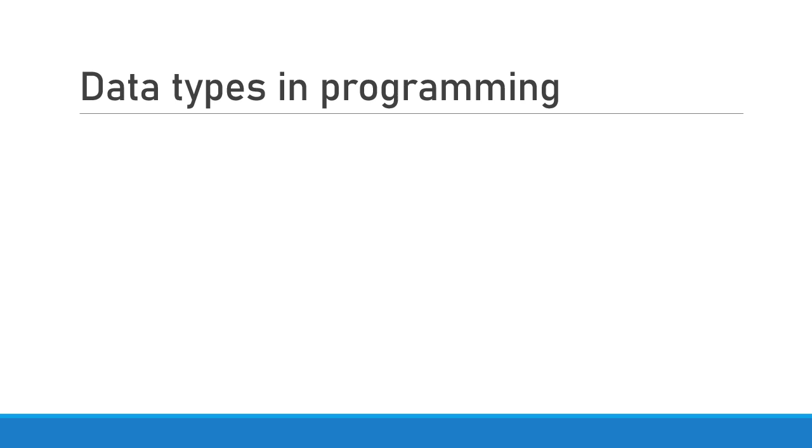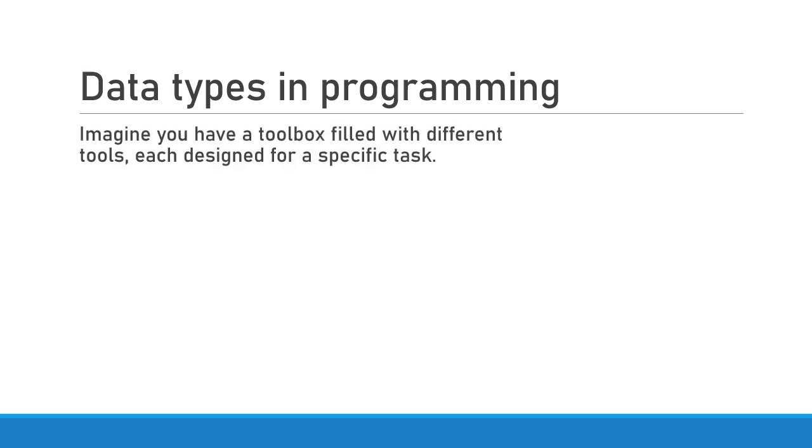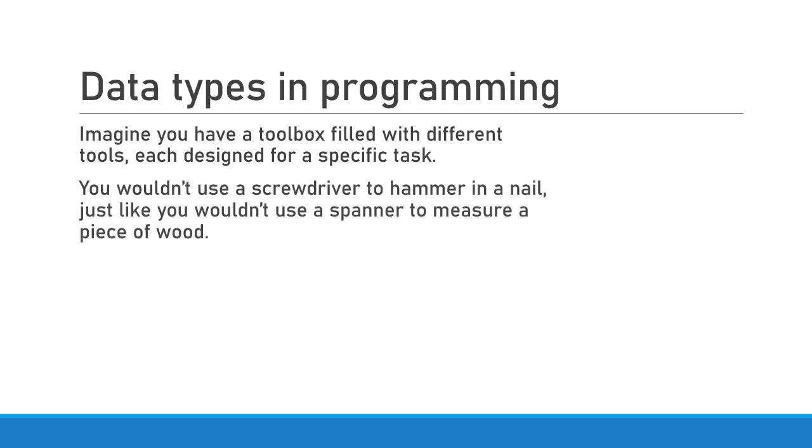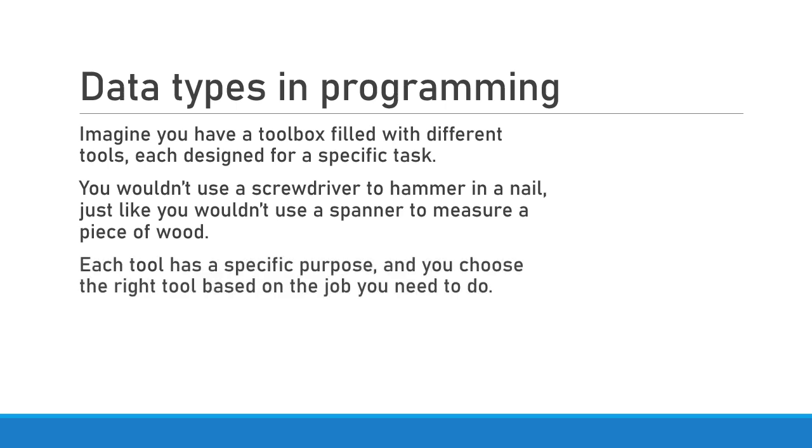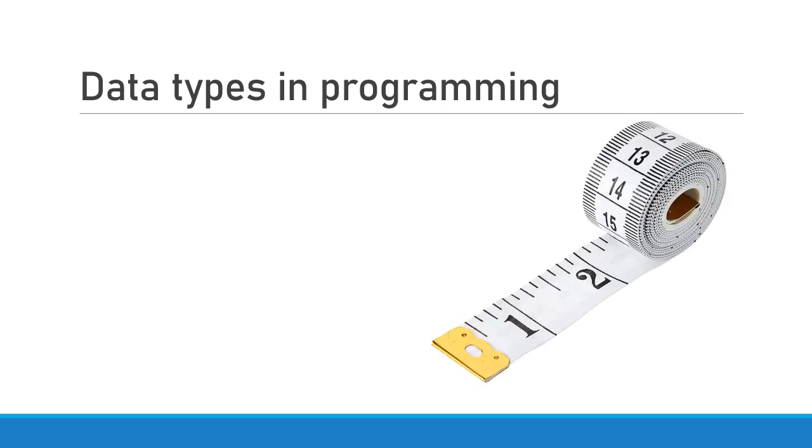So syntax aside, another key thing that we're going to learn about in the next few weeks while we're doing this unit of work is that data is categorized in programming. It's so we can then use it in the right way. In the same way as you'd use a specific tool for a specific job. For example, you wouldn't use a screwdriver to hammer in a nail, or you wouldn't use a spanner to measure a piece of wood. Each tool has a specific purpose, and you would choose the right tool based on the job that you need to do.